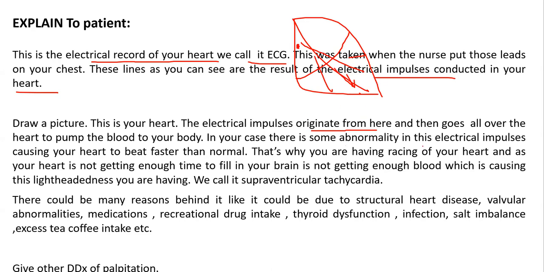In your case, there is some abnormality in this electrical impulse, causing your heart to beat faster than normal. And that's the reason you are having racing of your heart. And because your heart is not getting enough time to fill in, your brain is also not getting enough blood supply, which is causing the lightheadedness that you are having. And that is why we call it supraventricular tachycardia, because this abnormal impulse is originating from the upper layer of your heart. Are you with me so far, John?